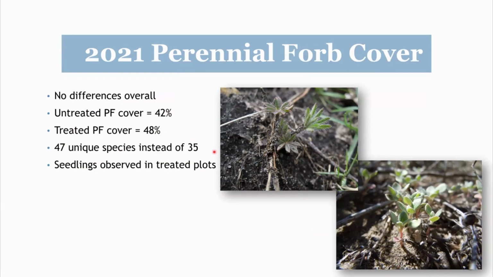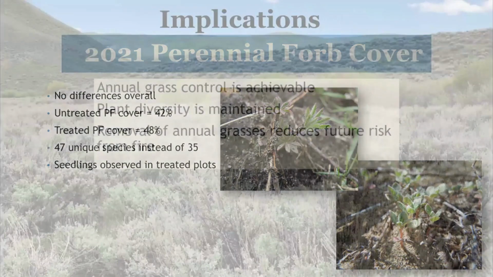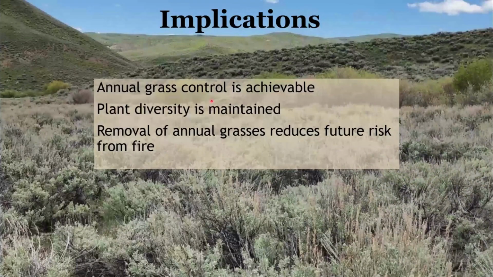I think in the first year we see somewhat of a decline, but by year 2 and 3, we're seeing forbs coming back into the site. Or not forbs coming back into the site, but recruitment of forbs at the site. So we can do a good job of annual grass control, and we can maintain diversity. Removal of those annual grasses then helps to address risk from fire.